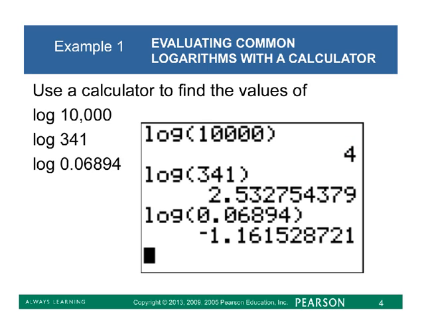And then log of 341, plug that into your calculator just like this, and this is our decimal approximation of that. Same goes with this logarithm right here. We're going to get this, this is our solution here.